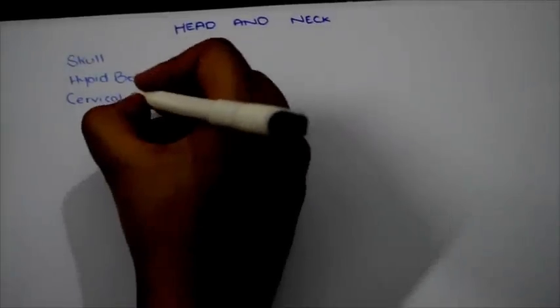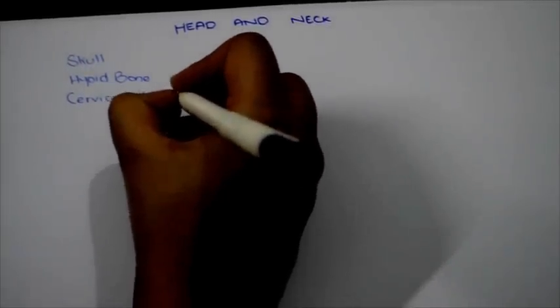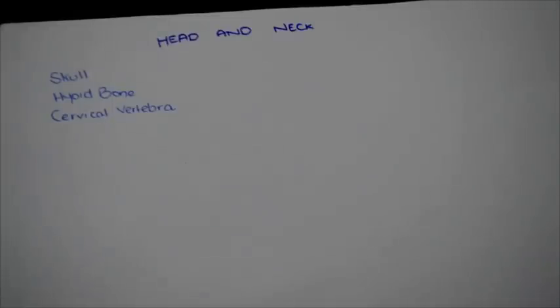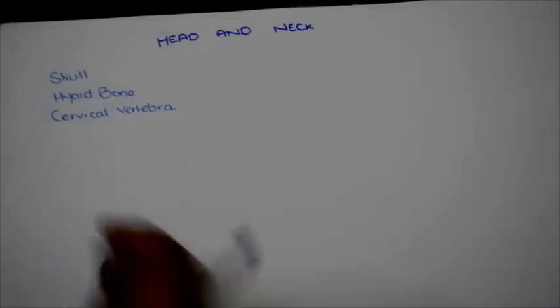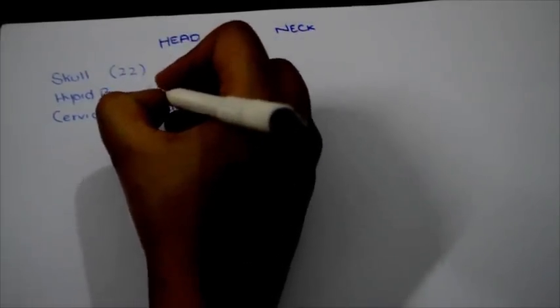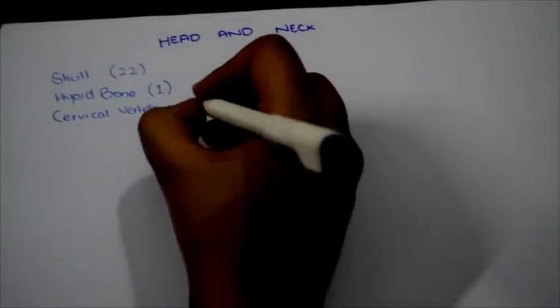I hope it's visible. Then there's the hyoid bone, and then the cervical vertebra. So the bones of the skull are 22. Hyoid bone is just one bone in the midst of the neck, so 1, and the cervical vertebra are 7 in number.